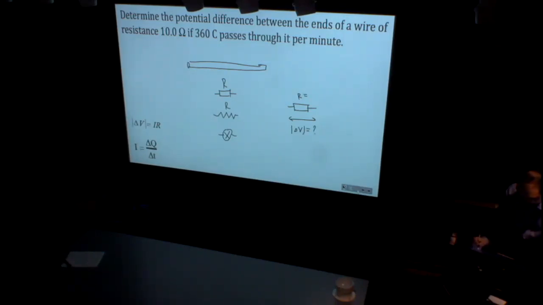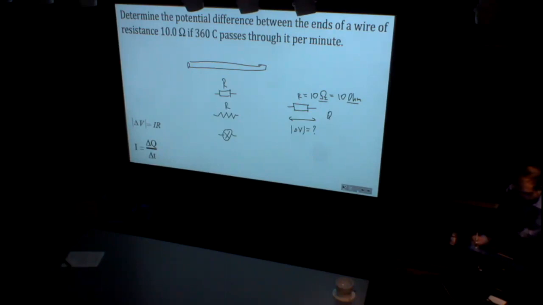The resistance is equal to 10. I forgot to mention the unit of resistance is ohms. Well, it's basically a volt over amp, but there are two different symbols to represent the unit of resistance. A Greek letter, capital omega, or people just write OHM. Don't write OMG.